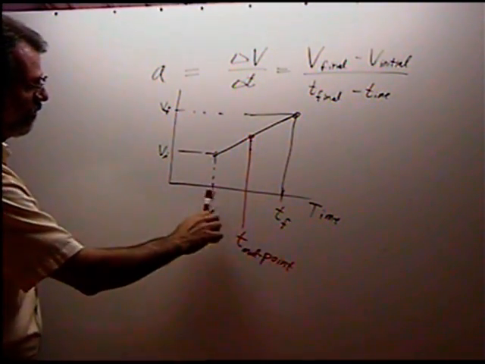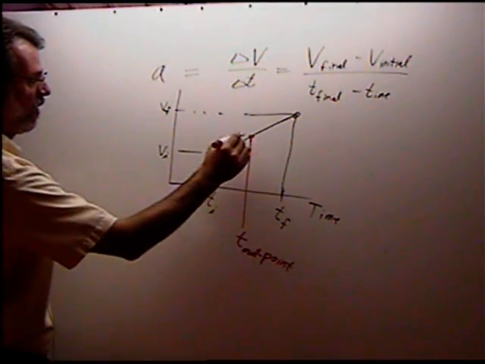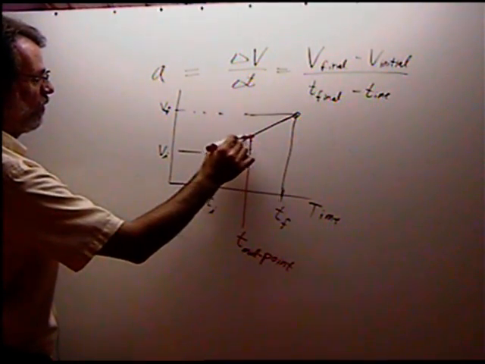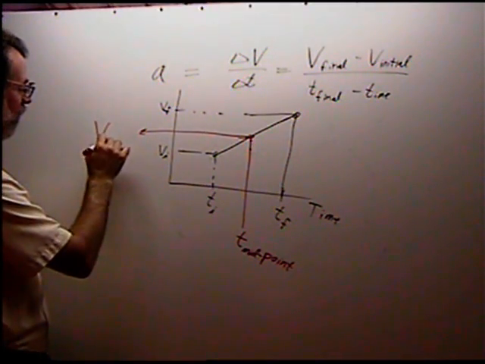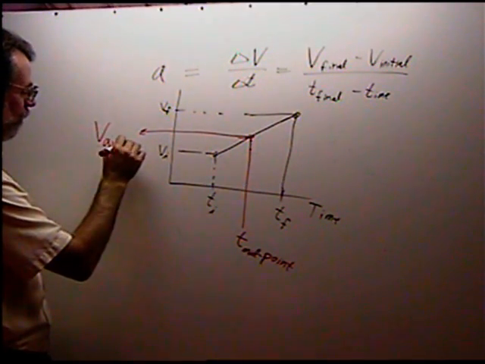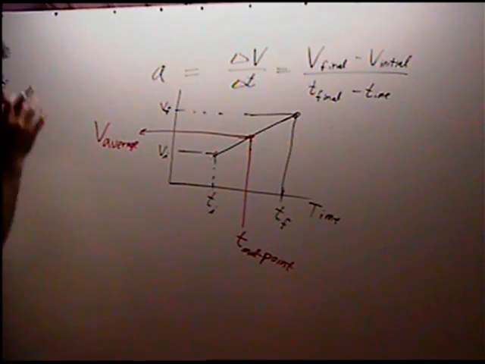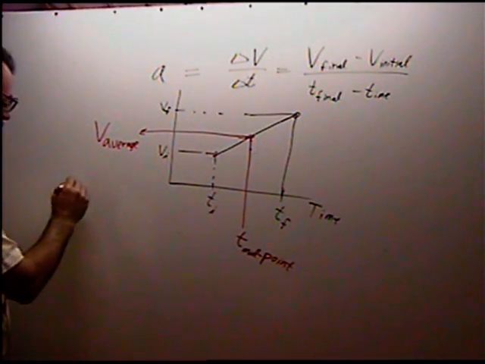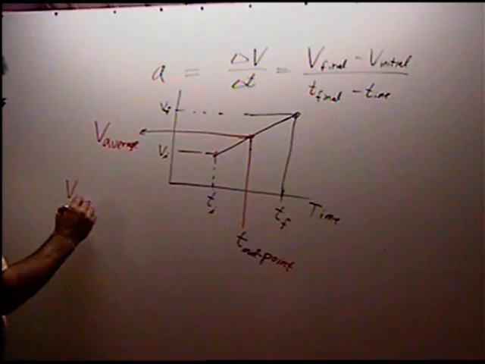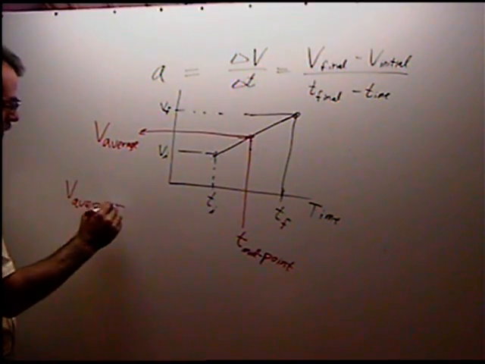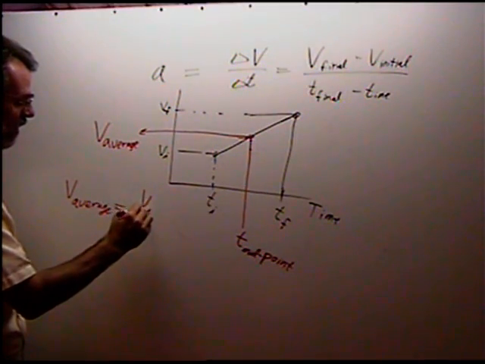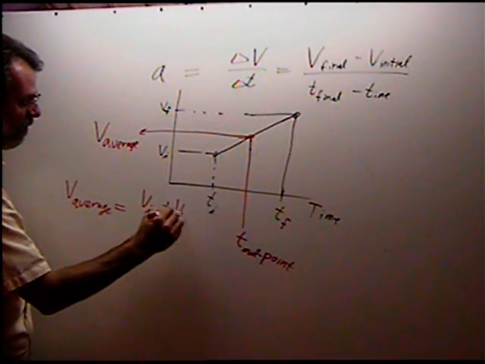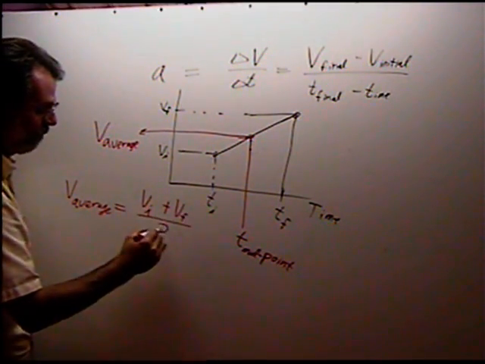Right in the middle of these two times, this time and this time, that corresponds to what I'm going to call the average velocity. Okay? The average velocity will be simply the average of these two velocities. It will be the initial velocity plus the final velocity divided by 2.